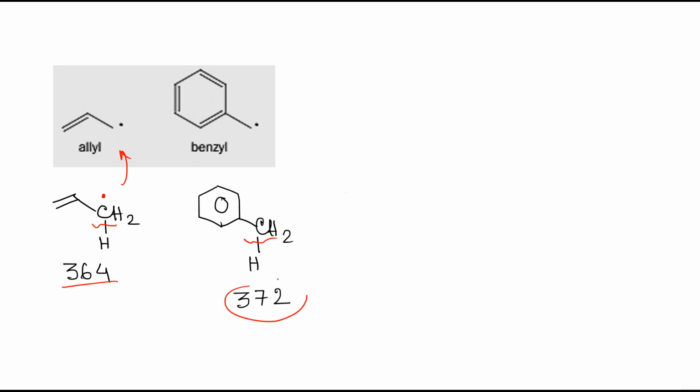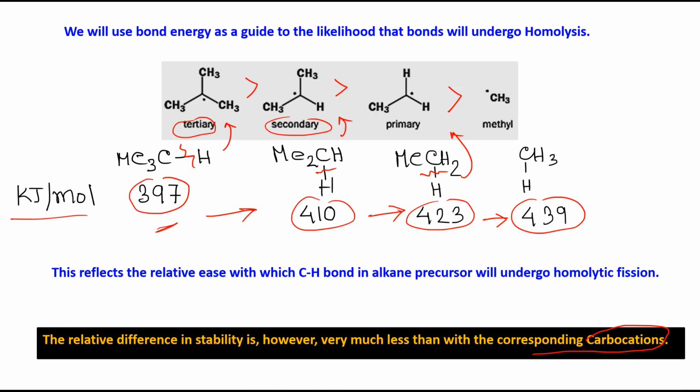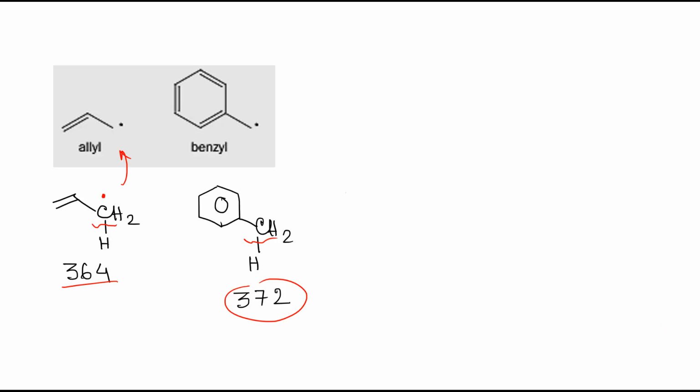Now if you look at these two values, 364, 372, and just compare with the previous slide, all these four values are higher. So what I am trying to say, 364, 372, these two are lesser than the previous four values. So from this we can say that these two are more stable than alkyl radicals. Previous four examples, just compare. And if you just compare these two, which one is more stable? Obviously this will be more stable, which is clear from this data.